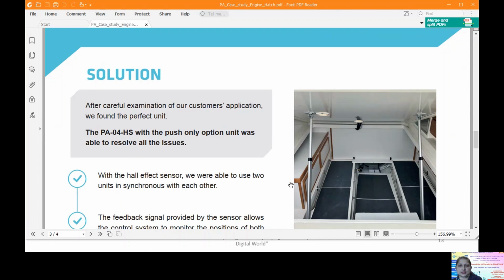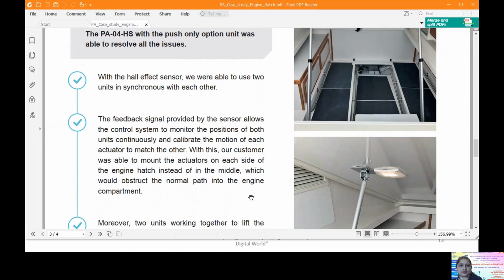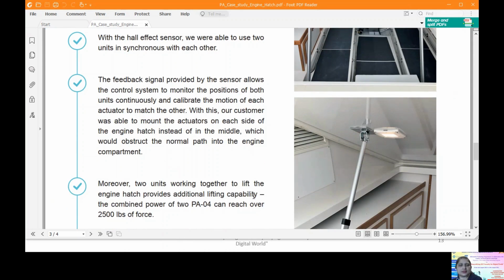With a Hall effect sensor, we were able to use two units in synchronous with each other. The feedback signal provided by the sensor allows the control system to monitor the position of both units continuously and calibrate the motion of each actuator to match the other. With this, our customer was able to mount actuators on each side of the engine hatch instead of in the middle, which would obstruct the normal path into the engine compartment.